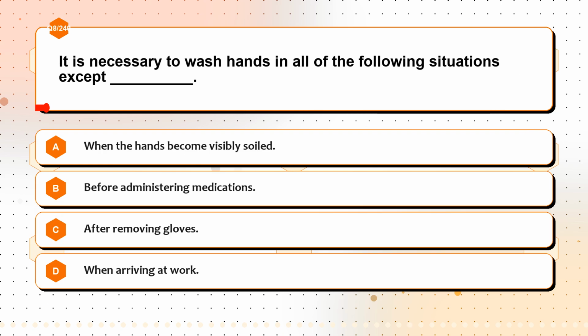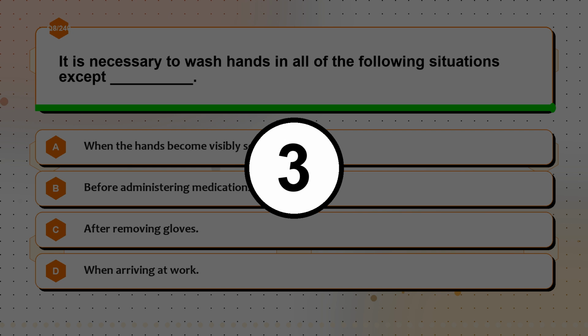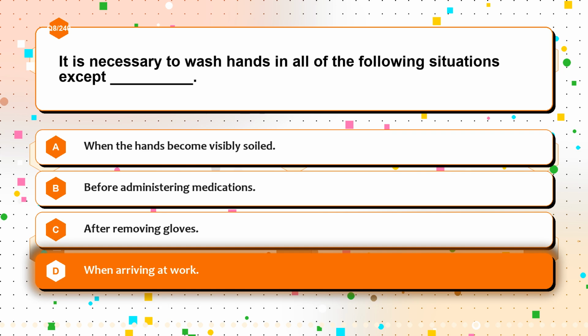Question 8. It is necessary to wash hands in all of the following situations except blank. Here are the options. Option A, when the hands become visibly soiled. Option B, before administering medications. Option C, after removing gloves. Option D, when arriving at work. The correct answer is option D, when arriving at work.